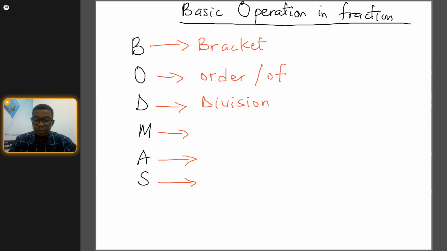What does letter M represent? What does letter A represent? And also letter S in the rule of BODMAS. I'm waiting for your response. M stands for what? A stands for what? And S stands for what? Waiting for your response.